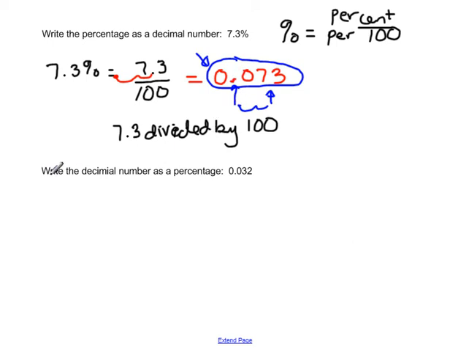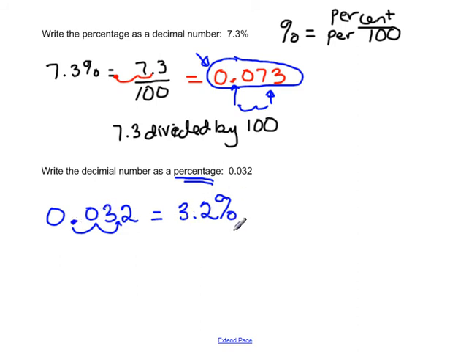Now for this next problem, write the decimal number as a percentage. So we're given the number 0.032. We're trying to change this to a percentage, so we're going to do just the opposite. We're going to move that decimal point 2 places to the right. When we move that 2 places to the right, that's 3.2. Now remember, they asked us to change it to a percentage, so we have to be sure that we put that percentage on there. Otherwise, it wouldn't make any sense to say that 0.032 is the same thing as 3.2. It's that percentage that makes them equivalent.